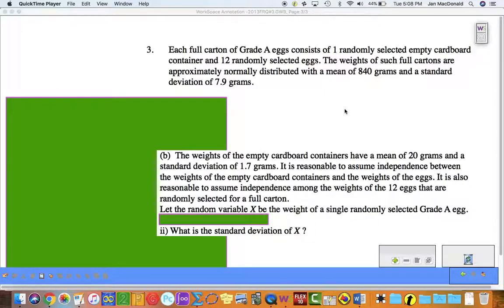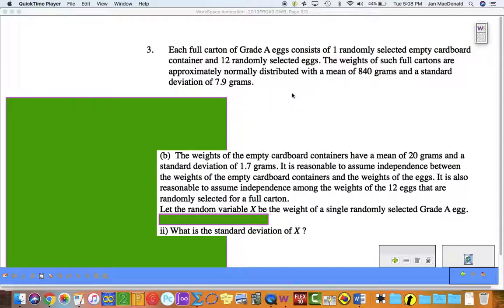Welcome back. We're taking a look at the 2013 free response question number 3, and specifically the second part of part B. Take a moment and let's review the prompt.